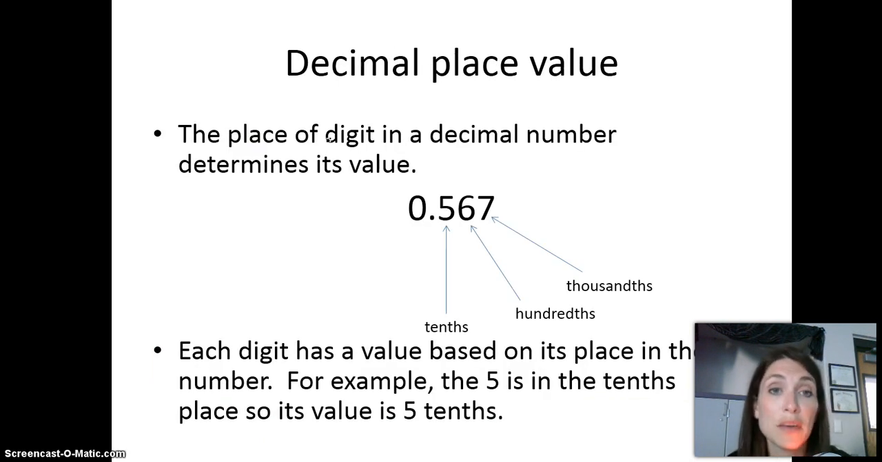Decimal place value. The place value of a digit in a decimal number determines its value. If we look at the number 567 thousandths, we see that the 5 is in the tenths column, the 6 is in the hundredths column, and the 7 is in the thousandths column. Each digit has a value based on its place in the number. For example, there's a 5 in the tenths place, so its value is 5/10.